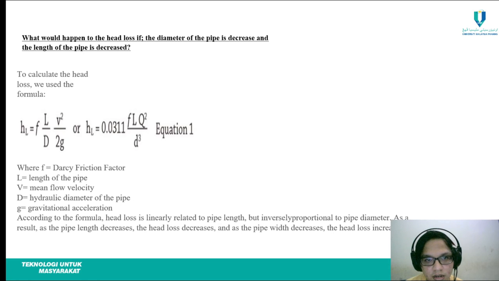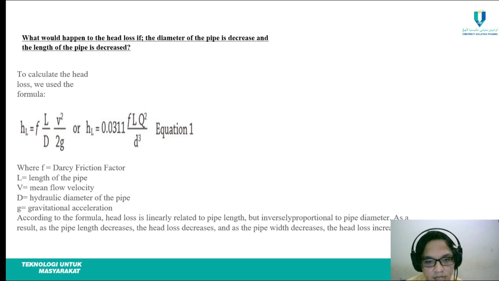So what happens to the head loss if the diameter of the pipe is decreased and the length of the pipe is decreased? In order to find out about this, we use the formula HL, head loss, equals f L over D times V squared over 2g, in which f is the Darcy friction factor, L is the length of the pipe, V is the mean flow velocity, D is the hydraulic diameter of the pipe, and g is the gravitational acceleration.